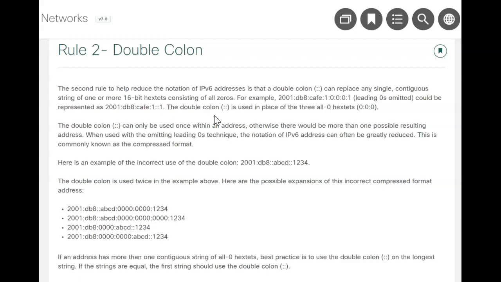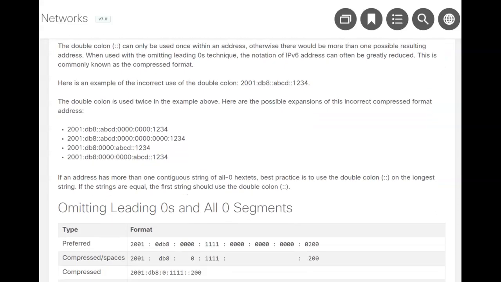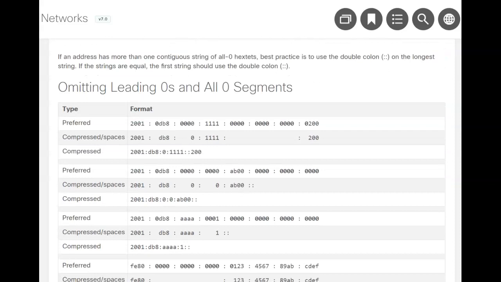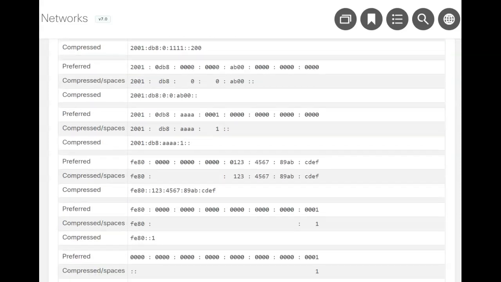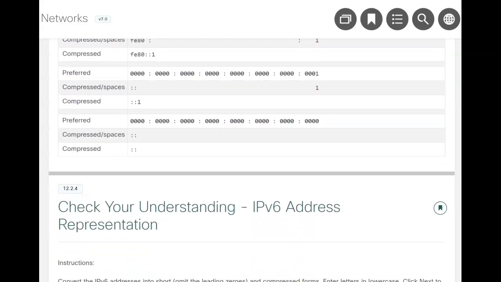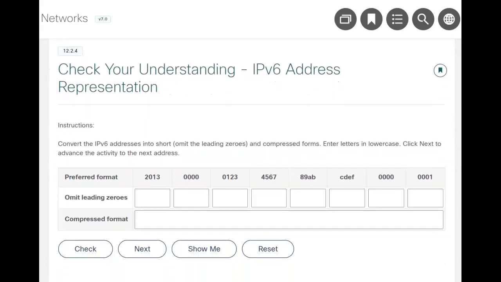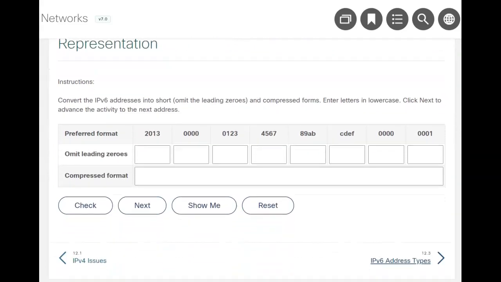So here are some examples. I'll let you go through them, but just know that I'm getting rid of consecutive zeros in the address. Now I can omit leading zeros and all-zero segments with the double colon, so just keep in mind you can do both. I'll let you go through some of those examples. I'll stop this video and we'll talk about address types in a second.